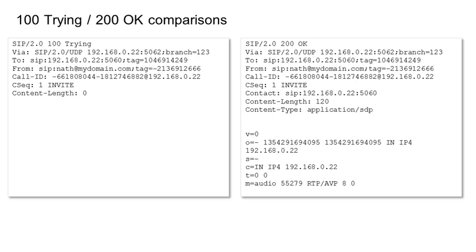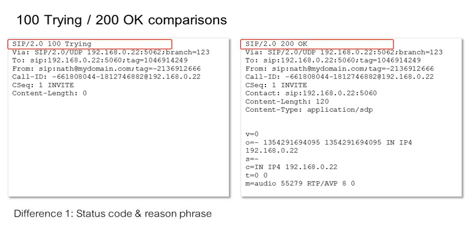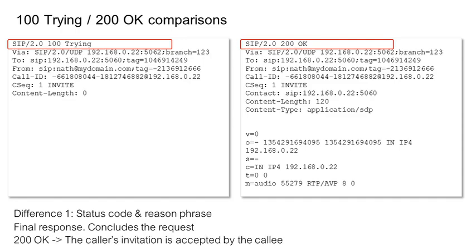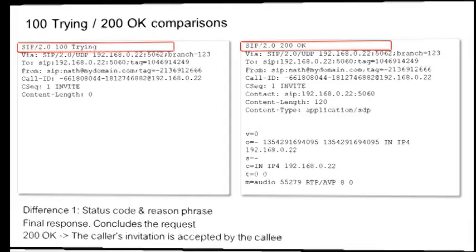The first difference is the status code and reason phrase. Now we see a new family of responses, the 200 family. The 200 OK is a final response that reports the request has been concluded successfully. In this case, the caller's invitation has been accepted by the callee.